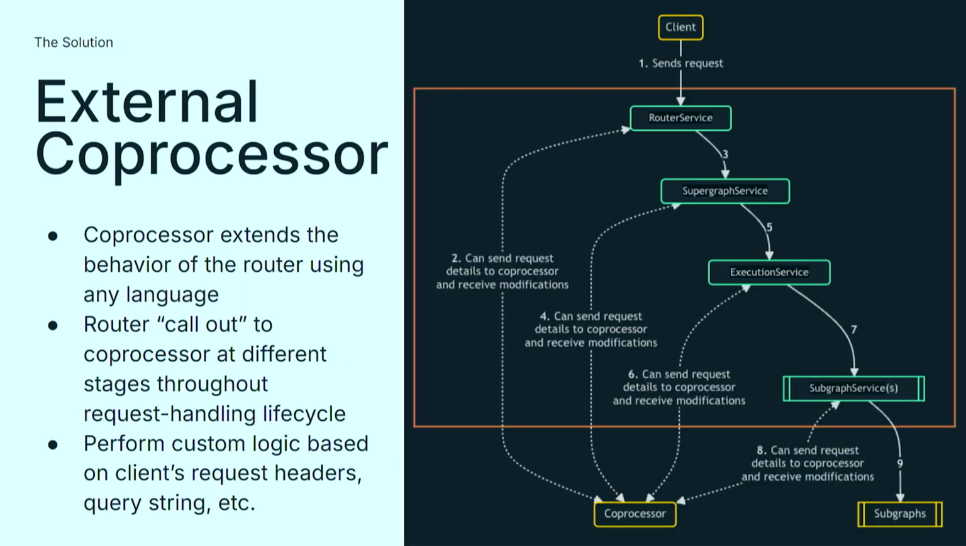Now let's see about the external coprocessor. Let's see how we can extend the behavior of our GraphQL environment using an external coprocessor. A coprocessor provides a unique way to enhance the behavior of our router using any programming language, offering a flexible and powerful way to implement custom logic at any stage of the request handling lifecycle.